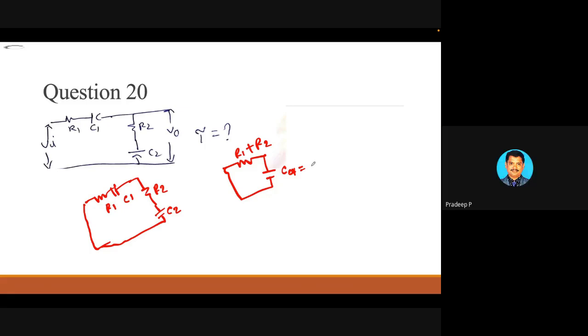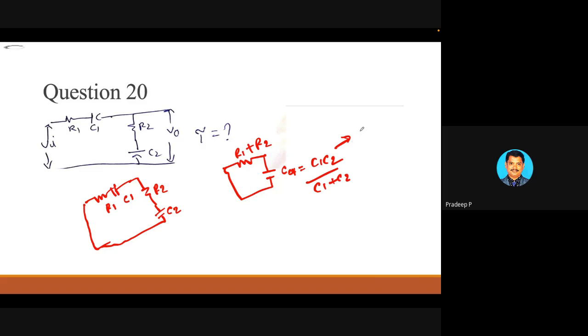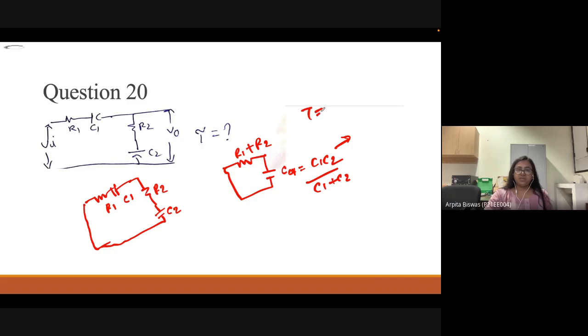What is the value of C equivalent? C1 C2 by C1 plus C2. I think I skipped one or two. So you can find XC1 that way. Just for a voltage source you have to short it, then find the equivalent R or equivalent C, and convert it into a simple RC circuit. So the R is R1 plus R2, and C is C1 C2 by C1 plus C2. So this is the right answer.